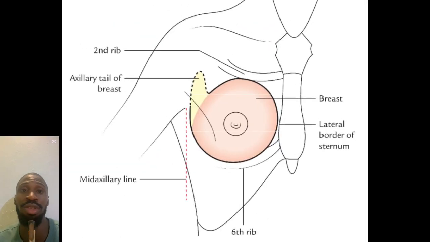So what shape is the mammary gland? It can either be conical, hemispherical, or a piriform shape. It can be any of these shapes, especially for your exam.